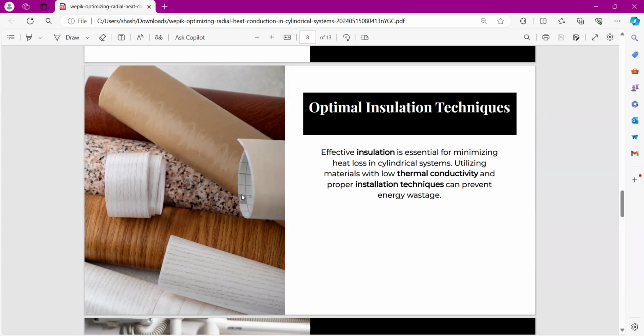Optimal insulation techniques. Effective insulation is essential for minimizing heat loss for cylindrical systems. Utilizing materials with low thermal conductivity and proper installation techniques can prevent energy waste. If the cylinder is insulated well, there cannot be a loss of thermal energy, and we can optimize the radial heat flow to the conduction in the cylinders.